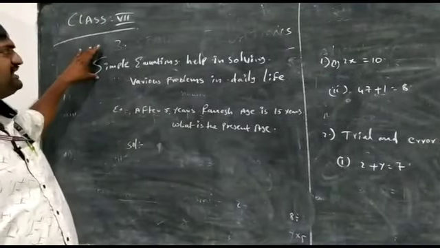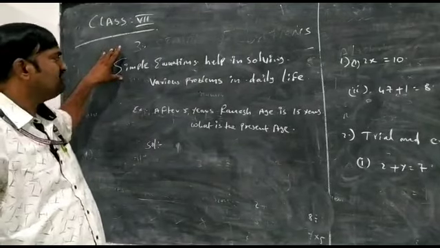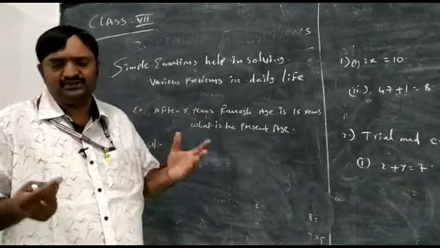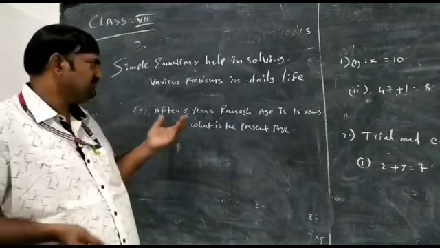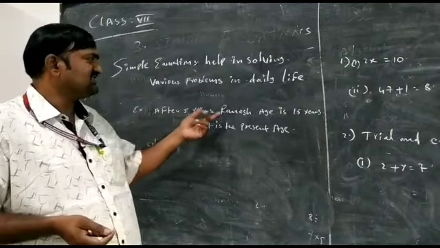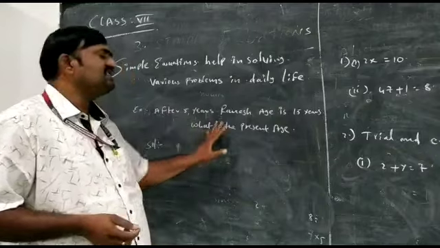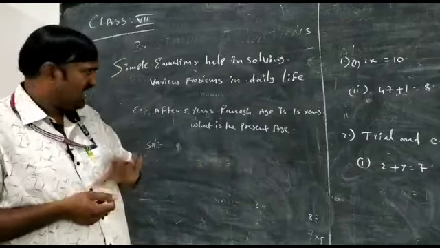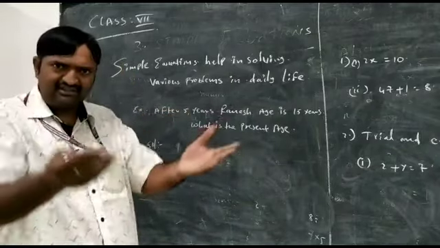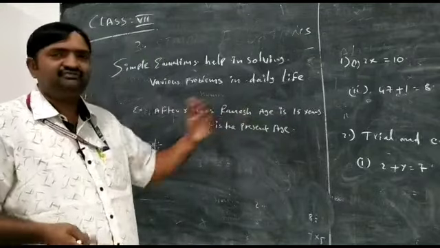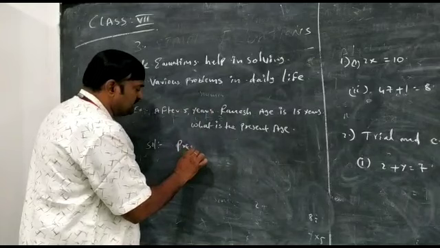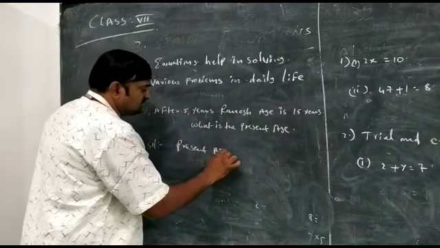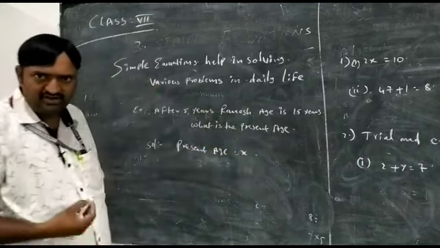Now see here, simple equations help in solving various problems in our daily life. A simple statement: after 5 years Ramesh's age is 15 years. What is the present age? Simple logic. The present age we don't know, so we take it as the variable X.